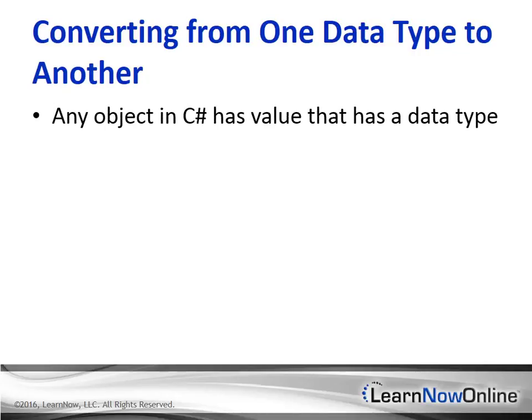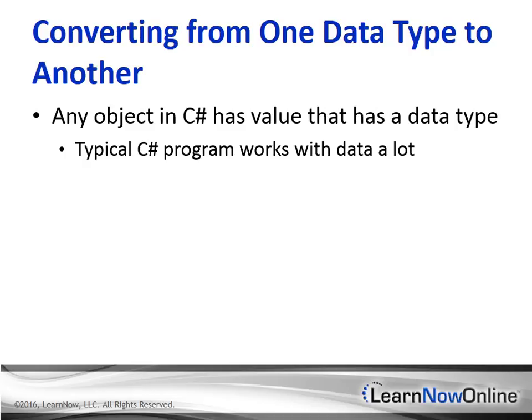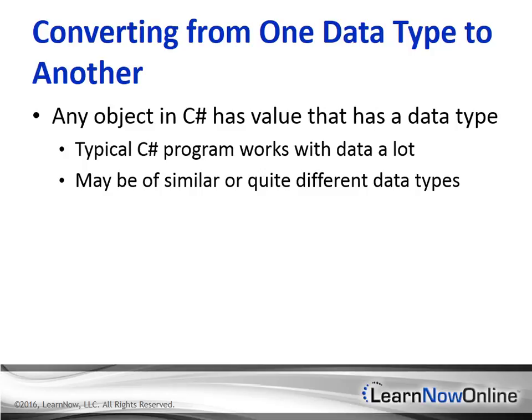Anything in C# that has a value has a data type, and that includes variables. It also includes return values from functions, both those built into the language as well as those you create, property values, and columns in a database. A typical C# program will work with a great deal of data, often from a variety of sources. And this data may be of similar or quite different data types.